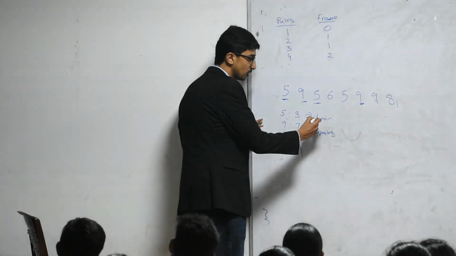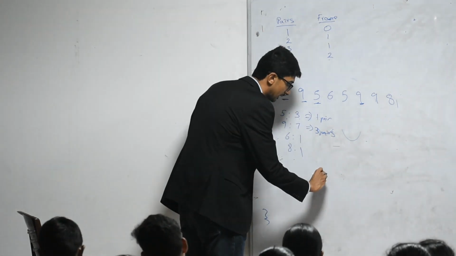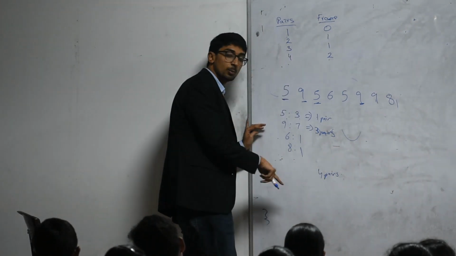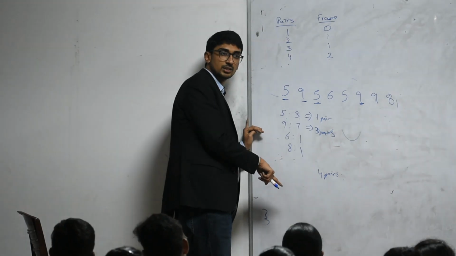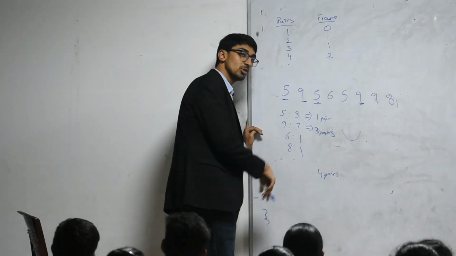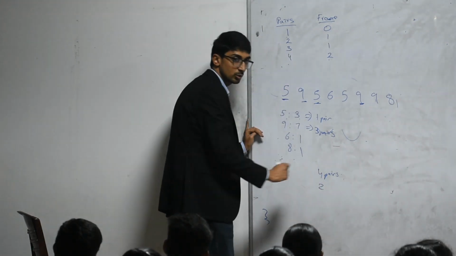So now let's say I found 1 pair plus 3 pairs. How many total pairs are there? 4 pairs. So I'll say, okay, there are 4 pairs over here. The question is asking how many pairs we need. Is that the question? No. What is the question? How many frames? So how many frames will we have? 2 frames. Very good. Because 4 pairs, 2 frames.